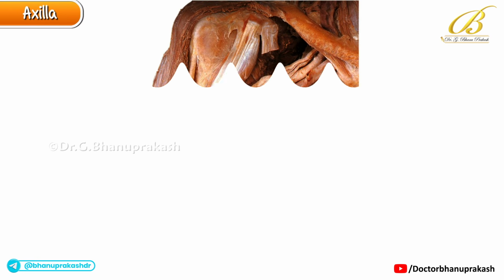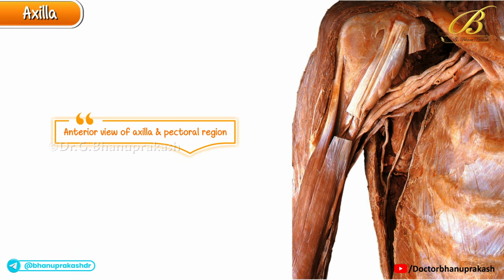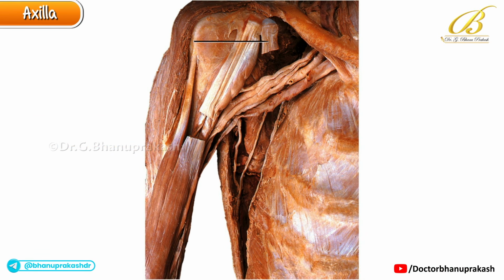Hello, in this video we will explore the axilla using a cadaveric specimen. This image shows an anterior view of the axilla and pectoral region, where the pectoralis major and surrounding axillary fat have been removed. You can also see the cut ends of pectoralis minor and deltoid. These muscles are partially removed to provide a clear view of the axillary contents.